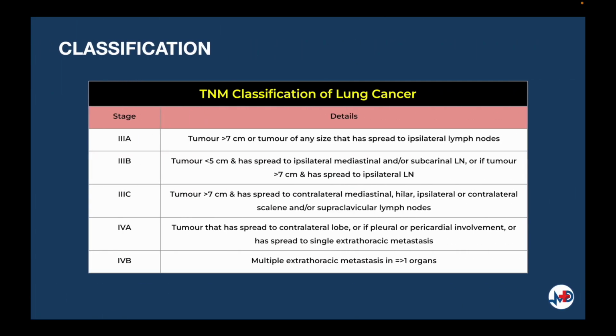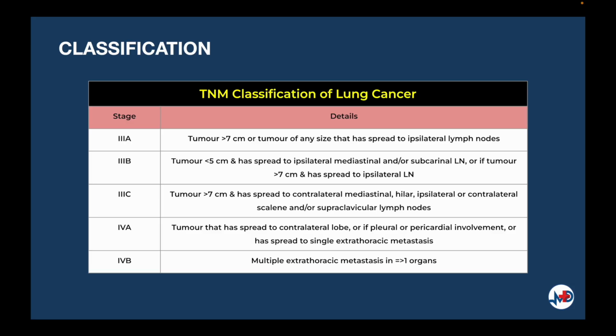Stage 3A is for tumors more than 7 centimeters or tumors of any size that has spread to ipsilateral lymph nodes, and lymph nodes including the peribronchial, hilar, and intrapulmonary nodes. Stage 3B is for tumor less than 5 centimeters and has spread to ipsilateral, mediastinal, and or subcarinal lymph node, or if the tumor is more than 7 centimeters and has spread to ipsilateral lymph node including the peribronchial, hilar, and intrapulmonary nodes. Stage 3C is for tumors more than 7 centimeters and have spread to contralateral mediastinal, contralateral hilar, ipsilateral or contralateral scalene and or supraclavicular lymph nodes.